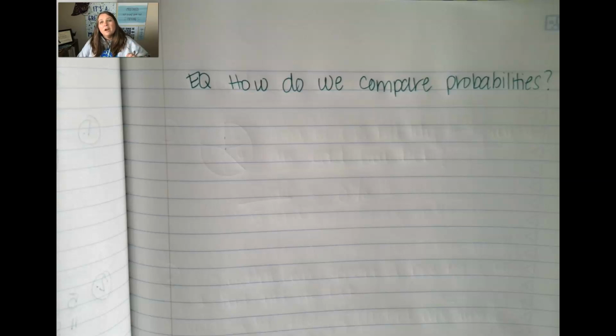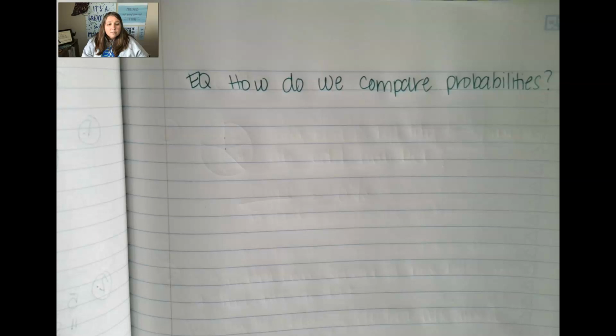Everyone. Today we are going to continue learning about the different types of probabilities, but we are going to compare them. So our essential question today is, how do we compare theoretical versus experimental probability? So we're going to use both. We're going to solve a problem using both types, and then we're going to compare the odds of the numbers. So let's start with our very first example.